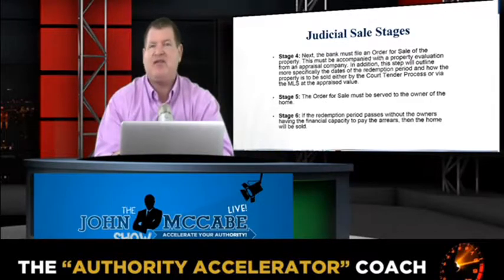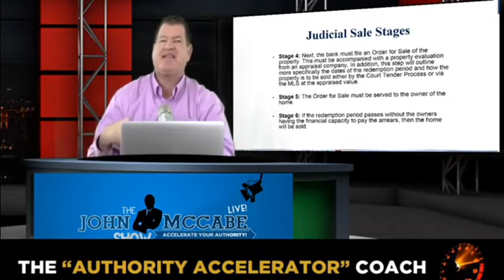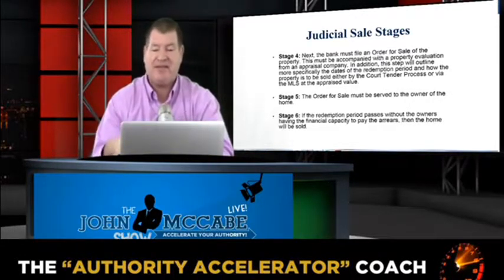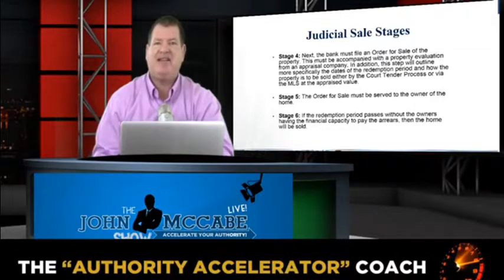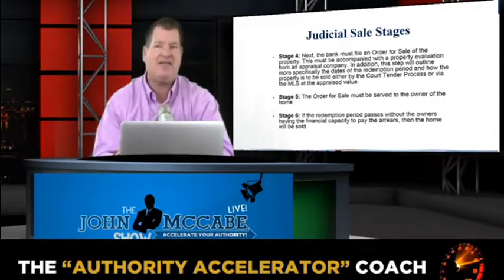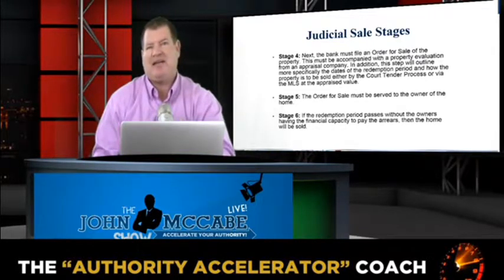Stage 5 is the order of sale must be served to the owner of the home. So these are the stages. This is the process of how this actually all transpires in the judicial sale provinces. And the 6th stage is if the redemption period passes without the owners having the financial capability to pay the arrears, then the home will be sold. Okay, so those are the 6 stages for the judicial sale provinces.